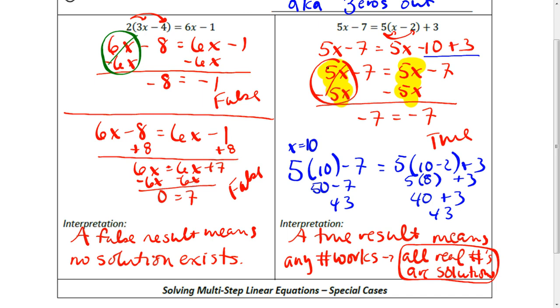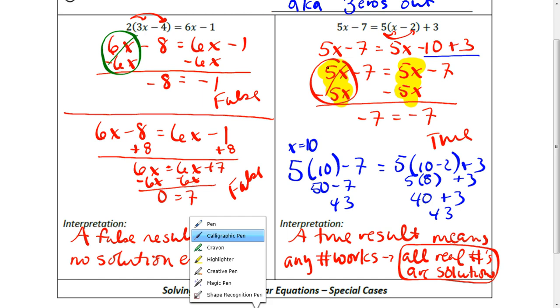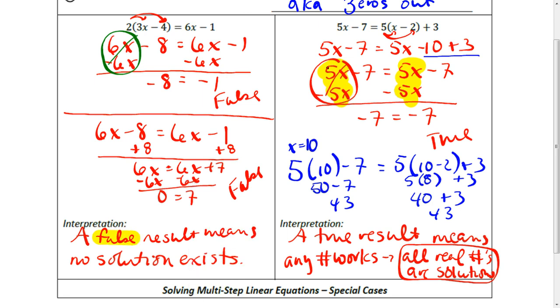Okay, so if the variables disappear, you get no solution if it's false. I think of it this way: false kind of has a negative connotation, so you have no solution. True means that you get all real numbers. And again, as I said, that's going to work for any equation that you're trying to solve, whether it has squared terms, non-squared terms, square roots, whatever. The variables all disappear, and you get something that's false, no solution, true, all real numbers.